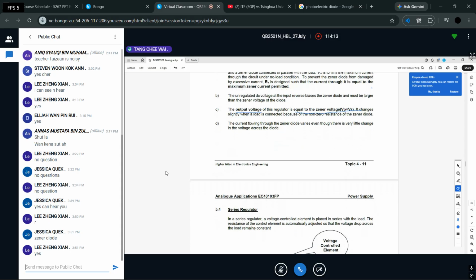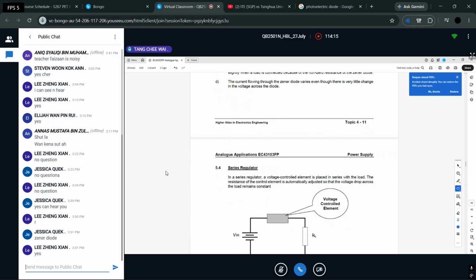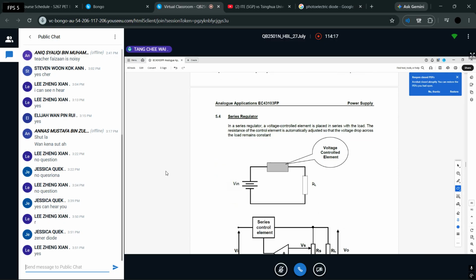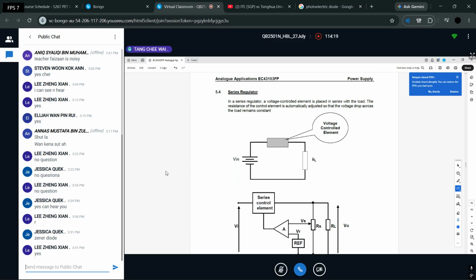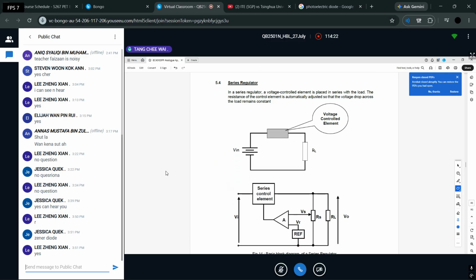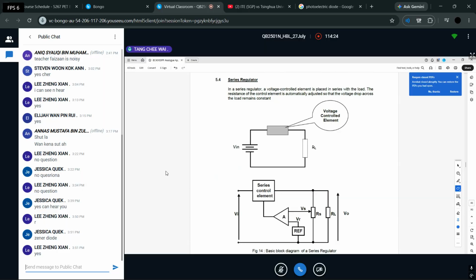Okay, I think a bit more before we stop here. After this series, we will stop. One more before we move on. So here, obviously, they call it a series regulator because your control element now is in series, not parallel with your load, or RL.